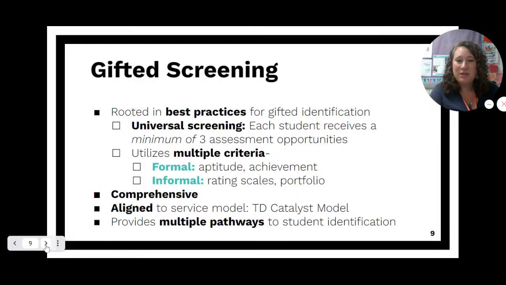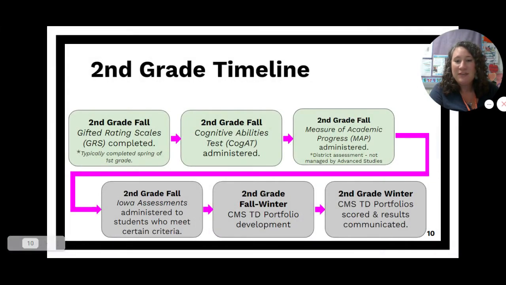The CMS gifted screening process is rooted in best practices for gifted identification. We do universal screening, so every student receives a minimum of 3 assessment opportunities, and we use multiple criteria. Both formal and informal assessments are used. It is comprehensive and aligned to the service model, which is the TD Catalyst model, and provides multiple pathways to student identification.